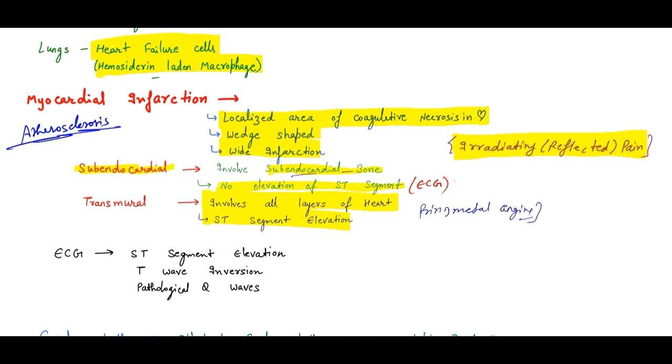And subendocardial infarction is seen in stable and unstable angina. Angina is what? Angina is chest pain.